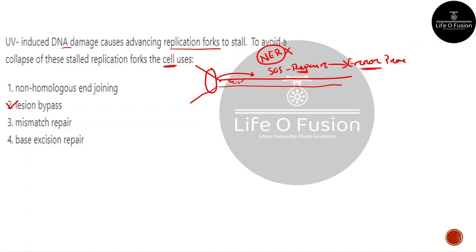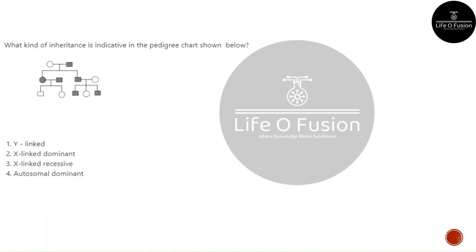Non-homologous end joining does not happen during DNA replication. Mismatch repair happens during DNA replication, but when there is a replication error, or here DNA polymerase is not stalled. Base excision repair happens when there is a chemical adduct, like DNA analogs, a chemical adduct on the DNA bases. So next question, from genetics.